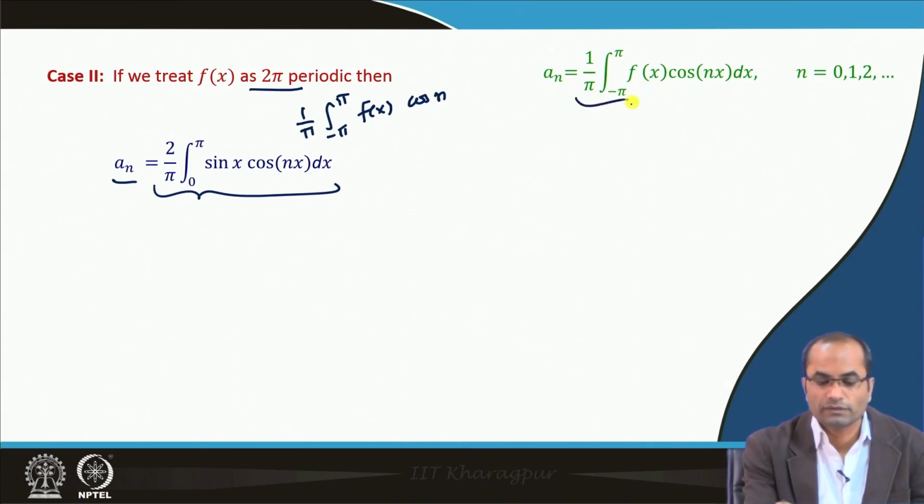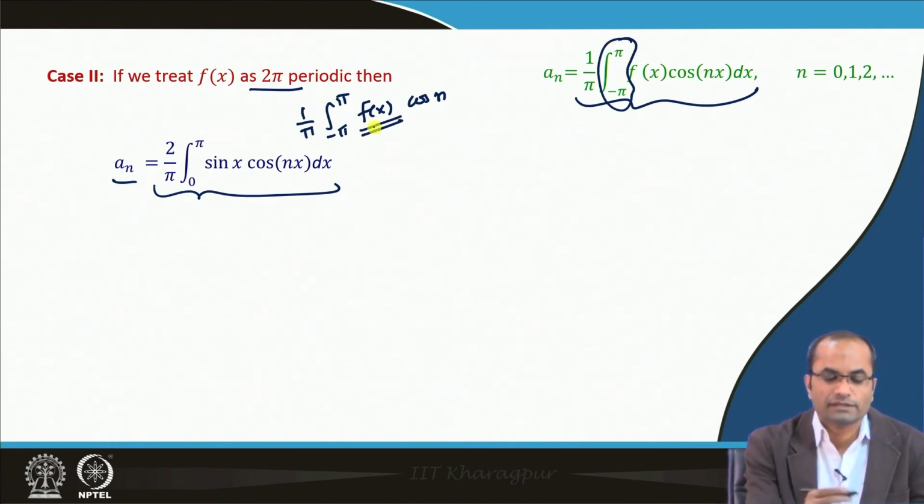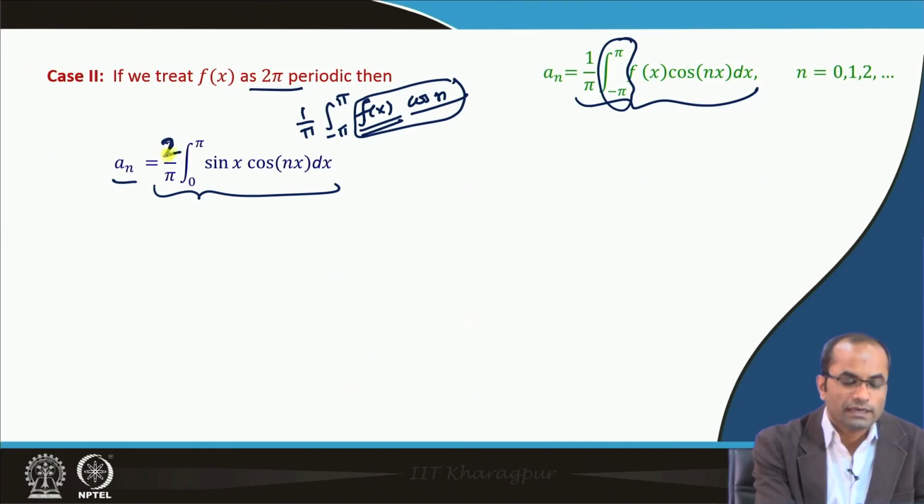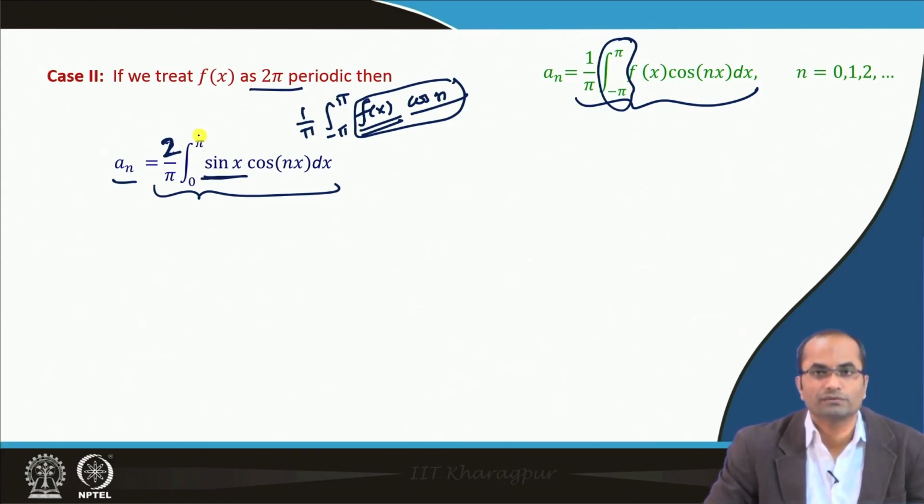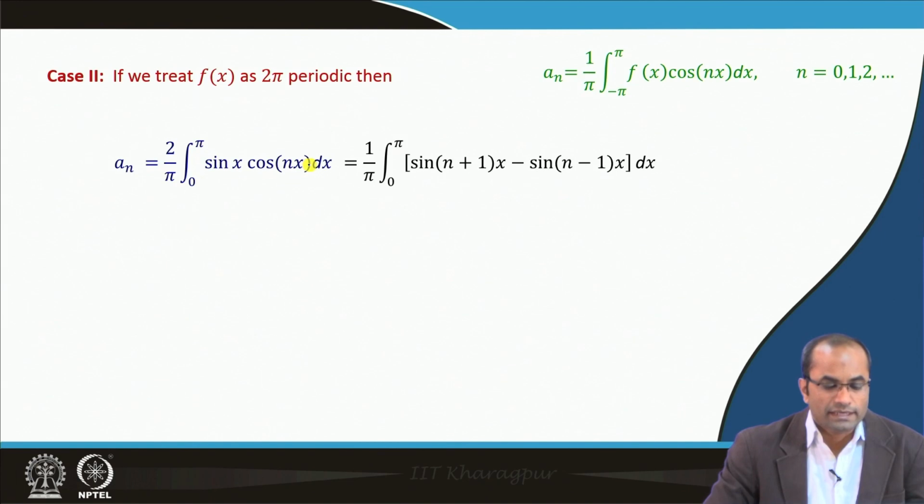It is written here already. Over minus pi to pi, f(x) is an even function, and cos n x is also an even function. So the integrand is even, and we can write 2 times the integral from 0 to pi. In 0 to pi the function is positive, so we have removed the mod, and we have sin x times cos n x dx.